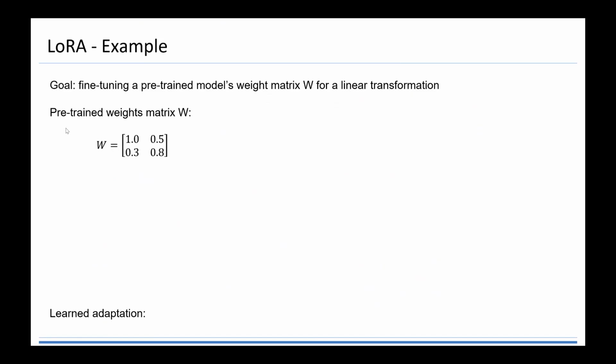So let's say I have a pre-trained weight matrix W. This is from the pre-trained model, let's say BERT. This is the weight from the pre-trained model. And then I want to do the learned adaptation. The learned adaptation means I want to get the delta W. The delta W means the short version of the W, by looking at the A and B.